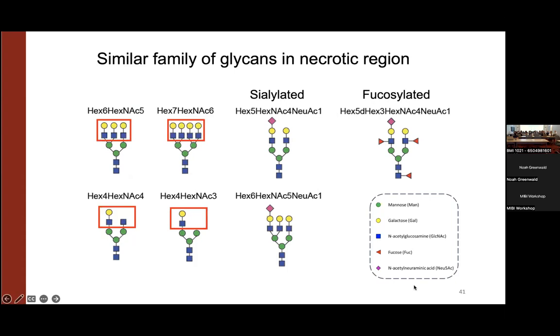And so the fact that all of these glycans are very structurally similar gives us a hint of a common origin, some glycan that these were all generated from, and potential biological mechanisms of which modifications are added in which regions of the tissue.